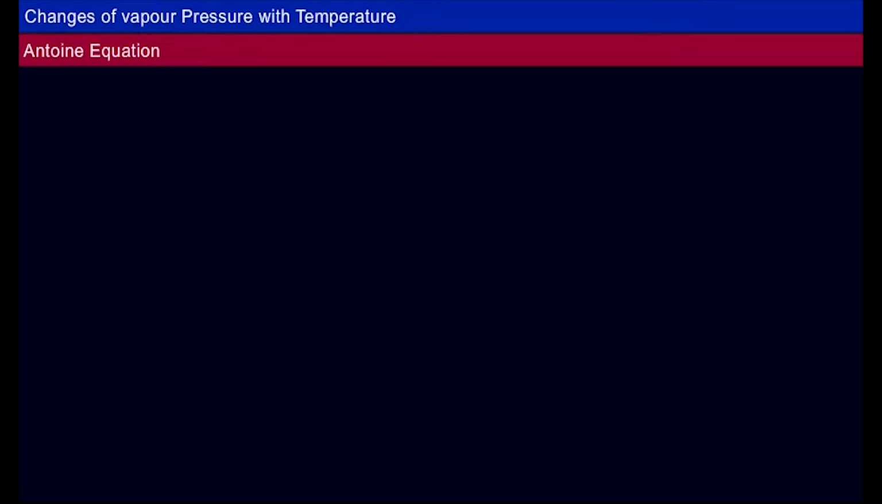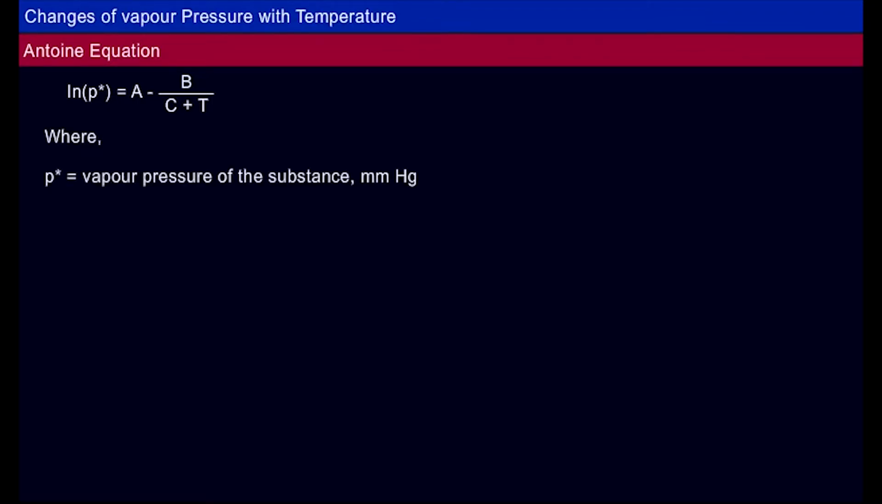Let us discuss some of the proposed functional forms to predict the changes of vapor pressure from temperature. One of the proposed functions is the Antoine equation. Natural log of P star is equal to A minus B divided by C plus T, where P star is equal to vapor pressure of the substance in millimeter of mercury. T is equal to temperature in Kelvin. A, B, C are constants for each substance.